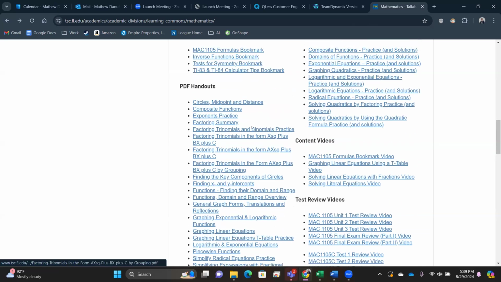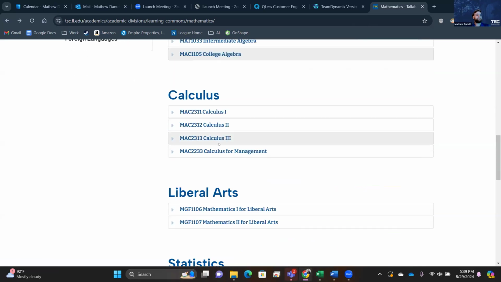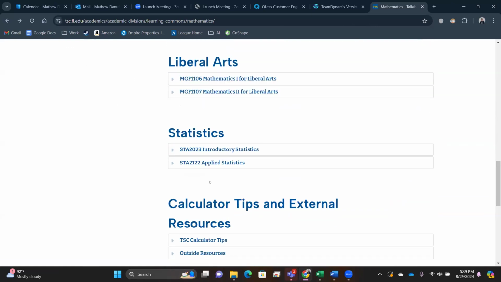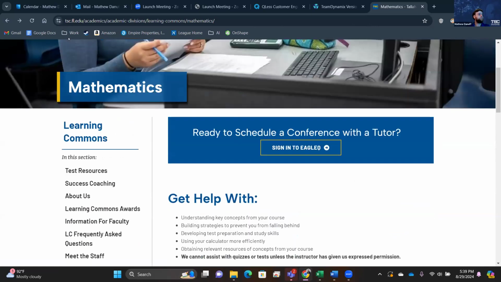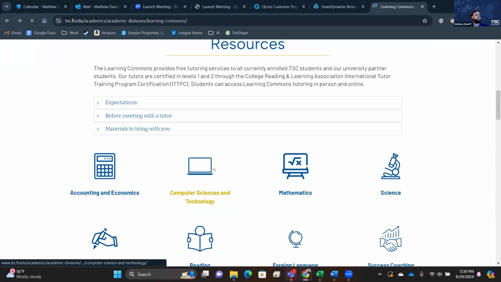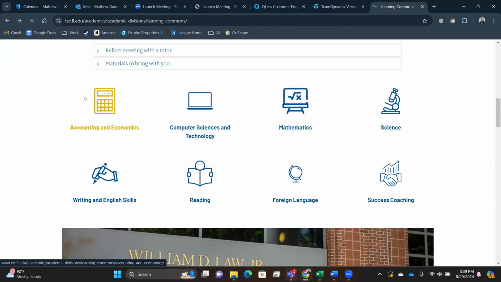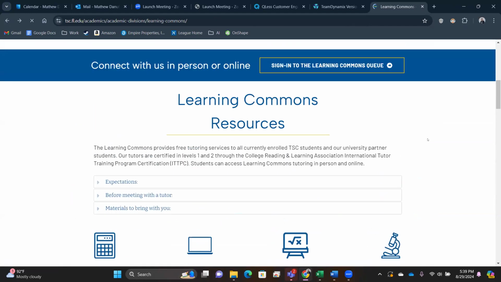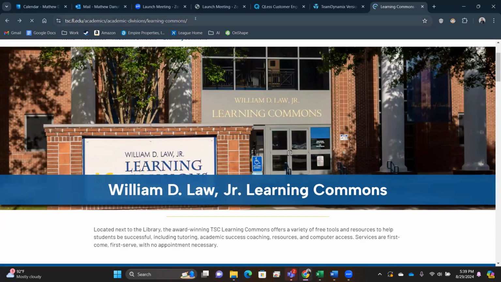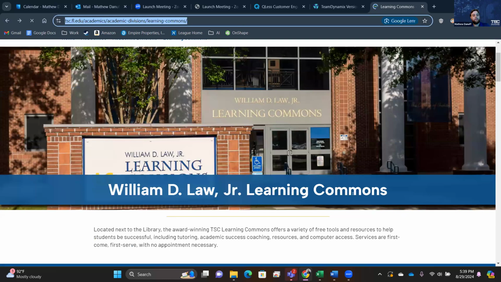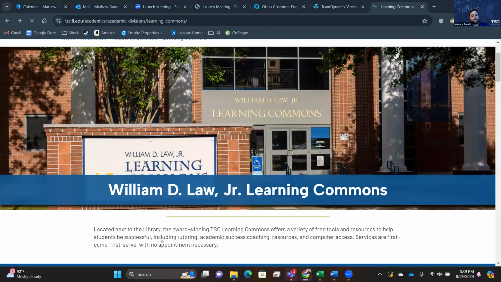For your other classes, as you progress past college algebra, we do have other class resources. And even if you are not looking to study math, we also have our accounting and economics resources, our computer science and tech resources. Our science resources are amazing. So I fully recommend that you check out our website and see all the things that we can offer you. I will put the link to the website in the chat. But now you all know how to navigate, and I am left to ask if anybody has any questions.